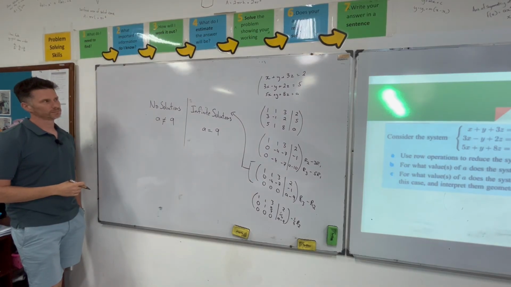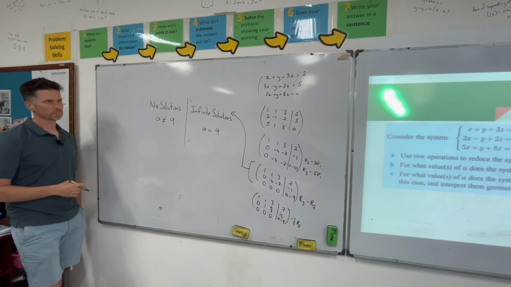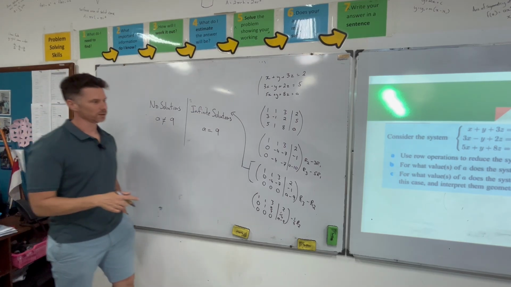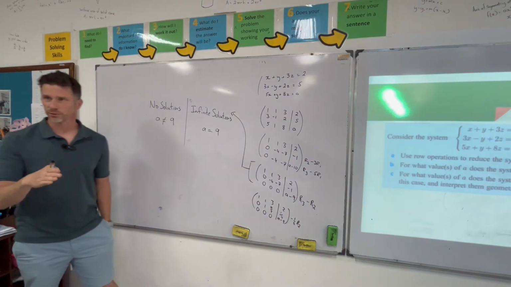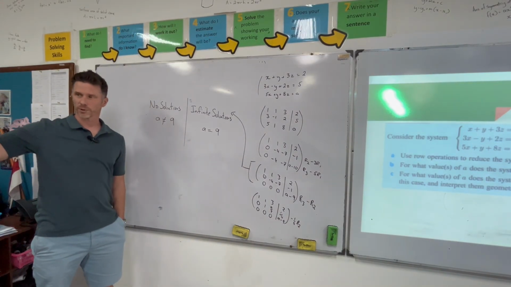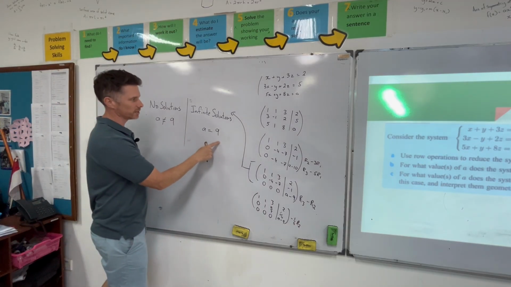But when it's 0, 0, 0, that has solutions. So for infinite solutions, we want 9 here, and that'll make a 0, 0, 0, 0. That'll be infinite solutions that will look like a line. That line contains loads and loads of x, y, z values that will all work. So that's infinite solutions when a is 9.